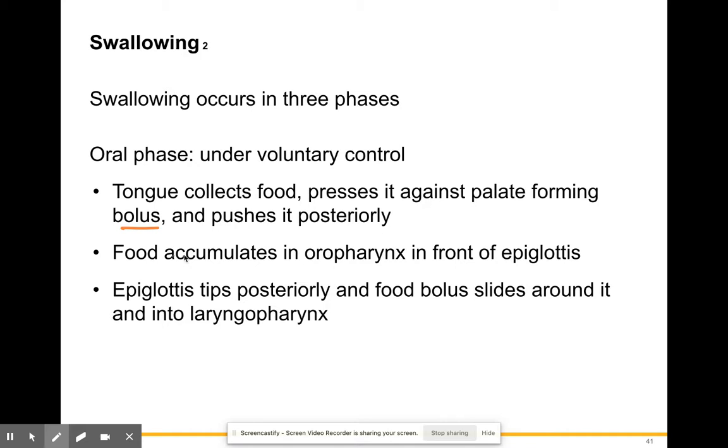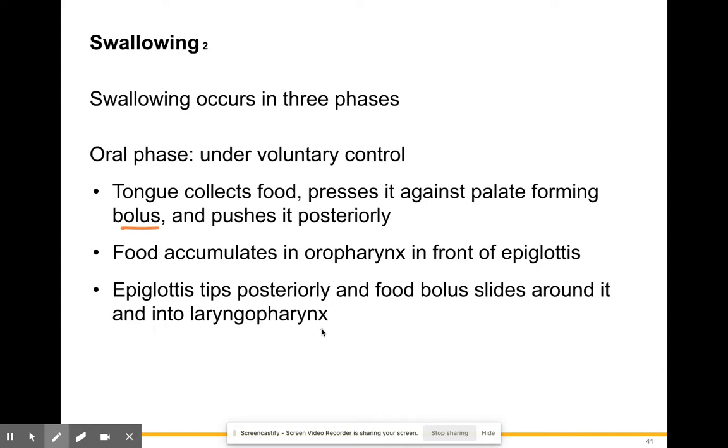That food, that bolus, will accumulate in the oropharynx, which is the very back last portion of your mouth, but it's in front of the epiglottis. And then once that food gets pushed back far enough, it's going to hit the epiglottis, cause the epiglottis to move backwards and close the laryngopharynx.